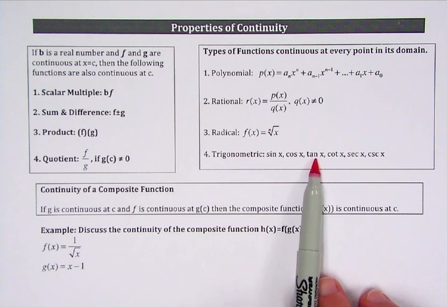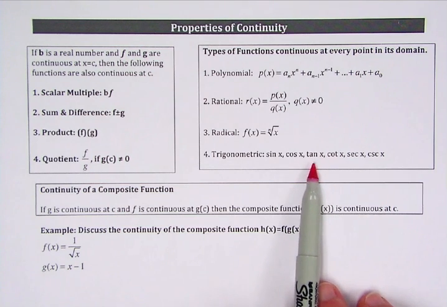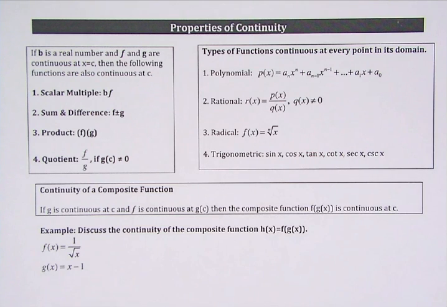So notice things like tangent, they're going to have places where x is not going to be in the domain, so it wouldn't be continuous there. But if it's in the domain, we know it's continuous. So really all you would have to check there is the f of x.